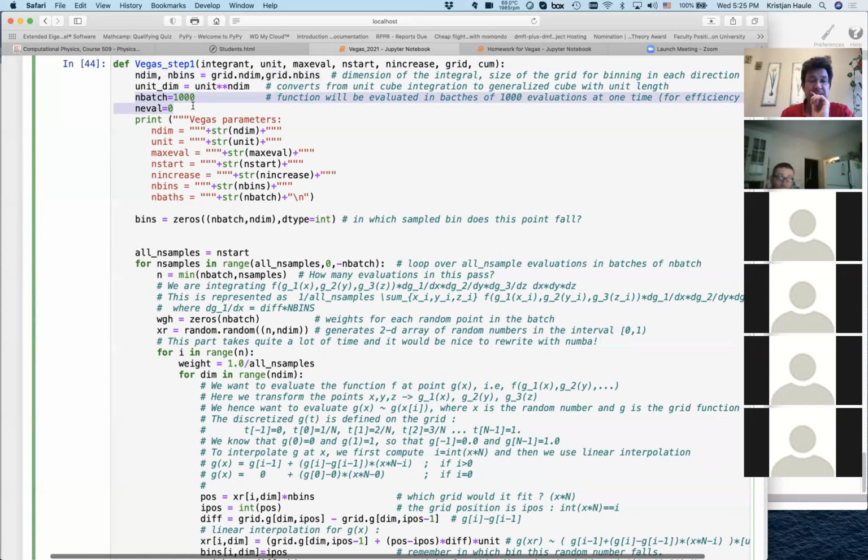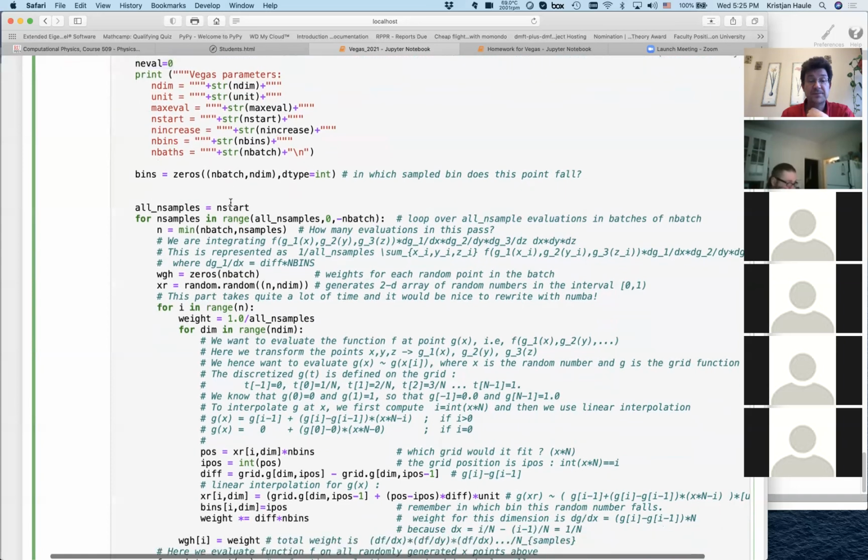Yeah, at the beginning we set the number of function evaluations to 0, and this is of course going to be changed in the course of the calculation. And we are printing here some information about what was the input to the Vegas algorithm.